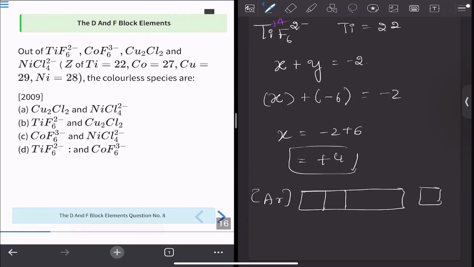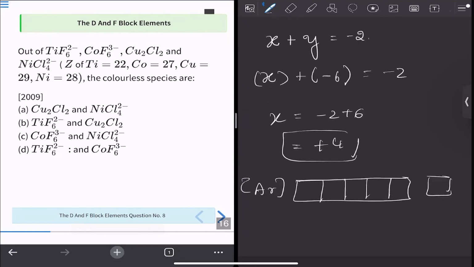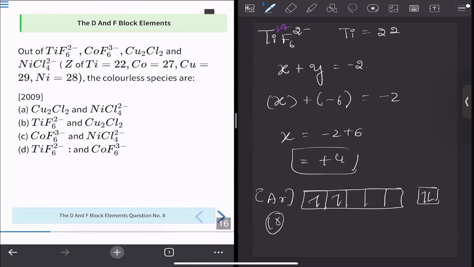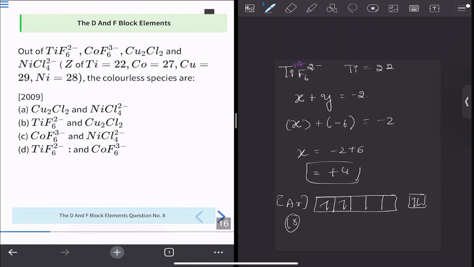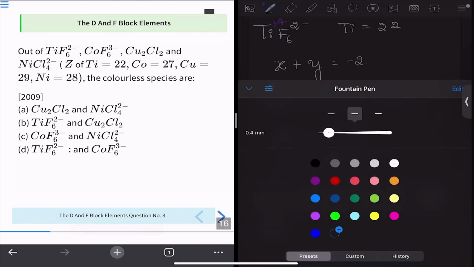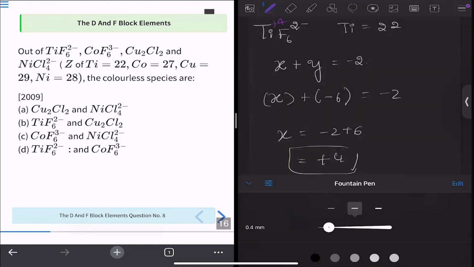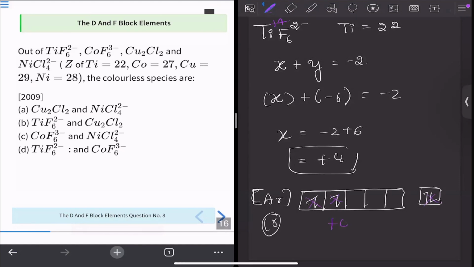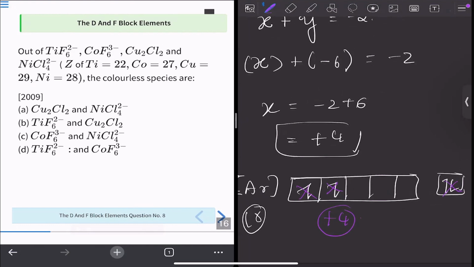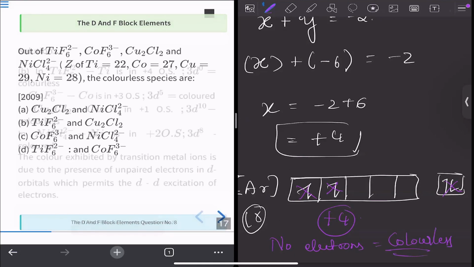Argon has 18 electrons and titanium has 22, so this is the electronic configuration of titanium: 4s2 3d2. If it is titanium +4, there will be no electrons in the 4s or 3d orbitals. So there are no electrons, so it is colorless.